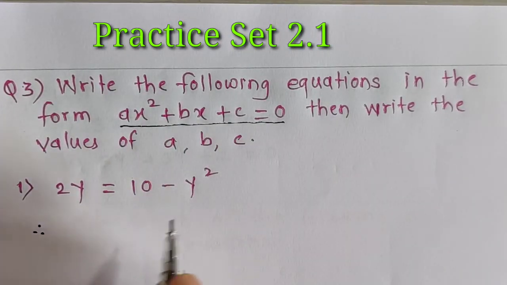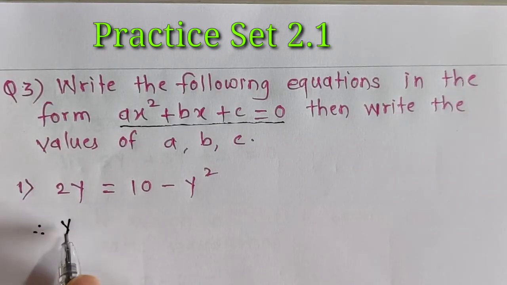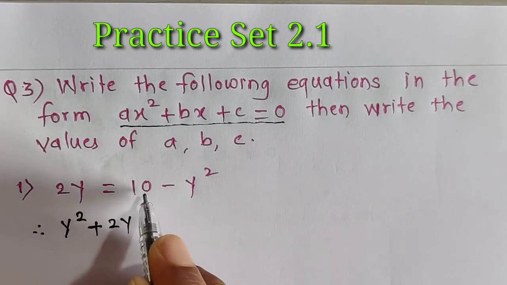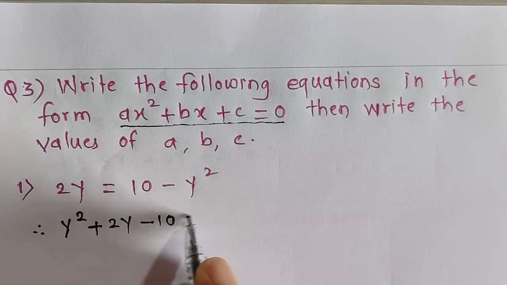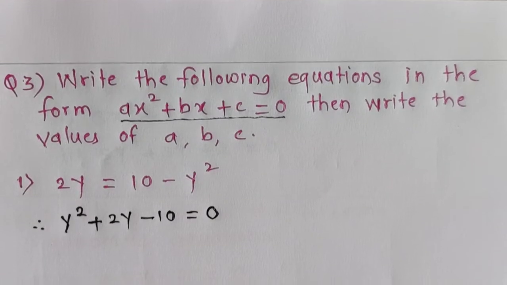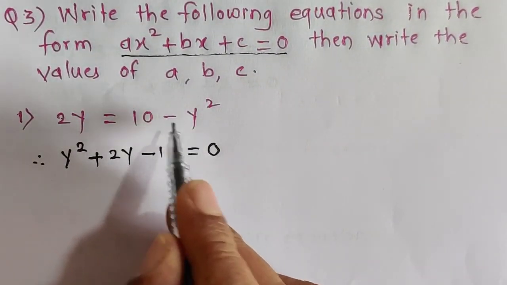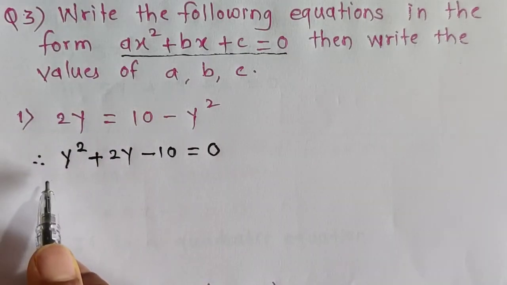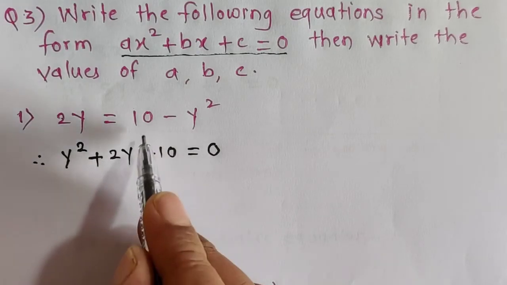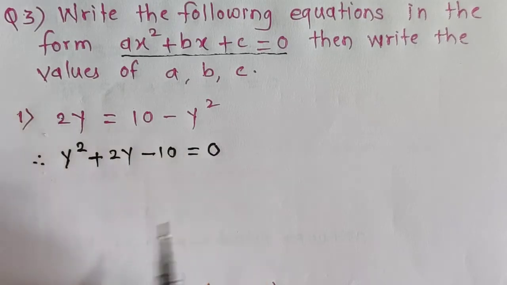So here this minus y square becomes plus y square, plus this 2y as it is, and this plus 10 becomes minus 10. When we change the side of a term, the sign of that term changes. So minus y square comes to the left hand side, so it becomes plus y square. 2y as it is, plus 2y. 10 again moving towards the left hand side, so minus 10 is equal to 0.